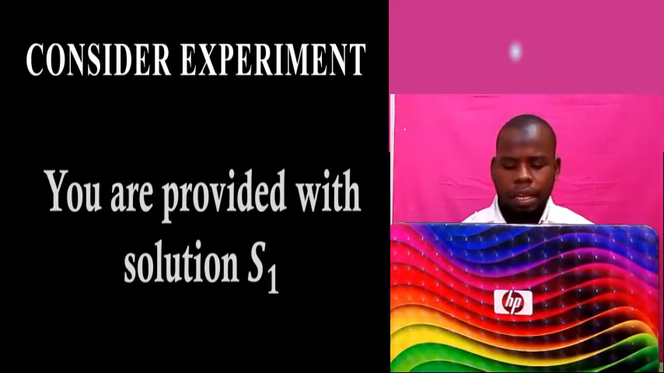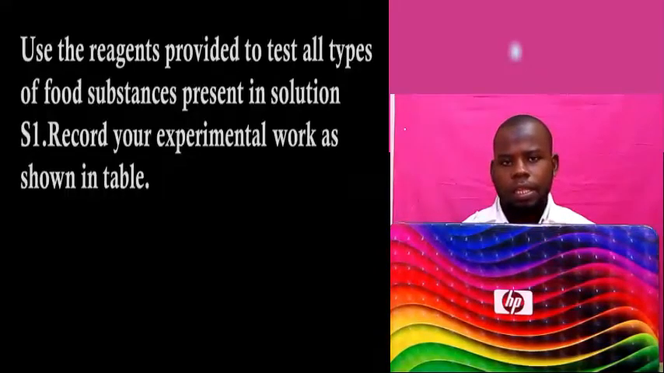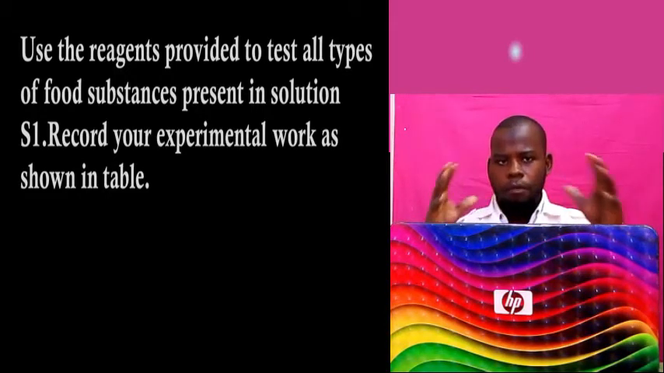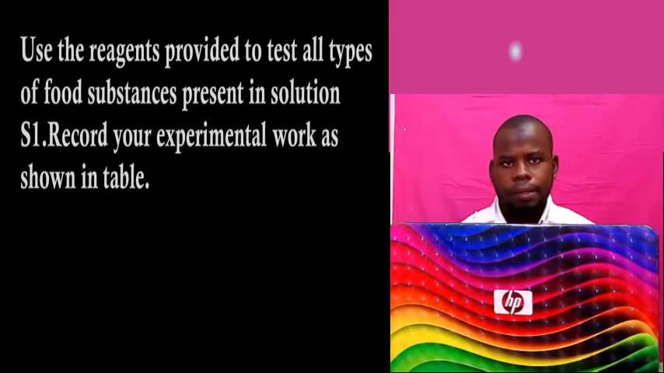And then at the end, you are going to use reagents to test those foods. There are reagents. We have a test for starch, a test for reducing sugar, non-reducing sugar, protein, and lipids. There are reagents like iodine solution, Benedict's solution, sodium hydroxide, copper sulfate. Those are the reagents we use when performing the food test experiment. So use the reagents provided to test all types of food substances present in solution S1.